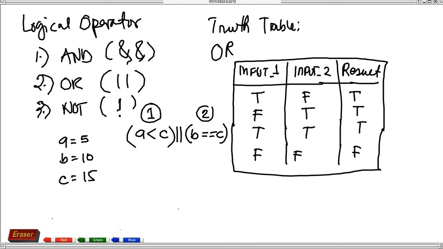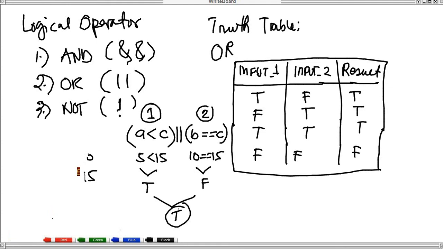Now, here you have, what is the value of your A? That is 5. 5 less than 15. This one is B. So 10 is equal to 15. Now, 5 less than 15, this is what? True. Is 10 equal to 15? This is what? False. So therefore, true or false, the result is true. Okay? So that is now the result. So that is how you're going to do the OR gates.